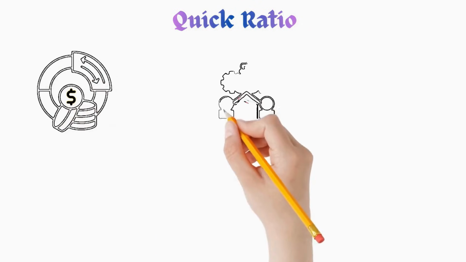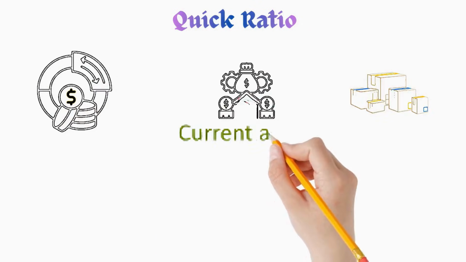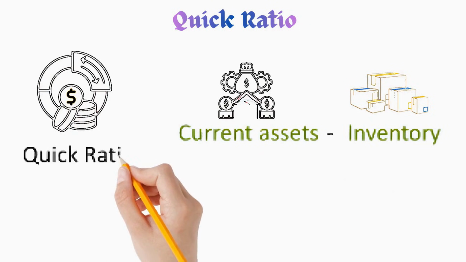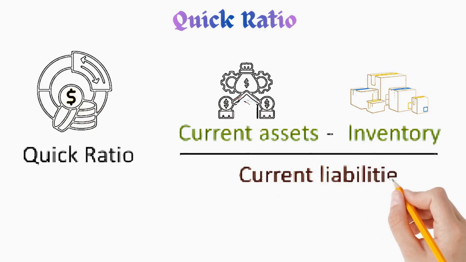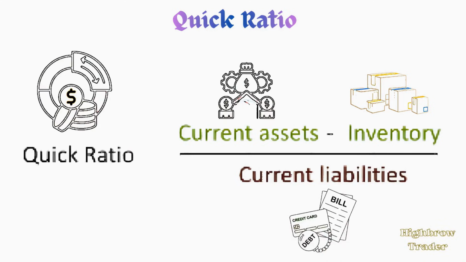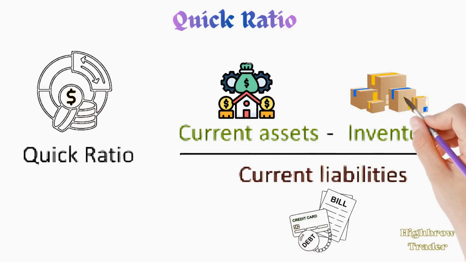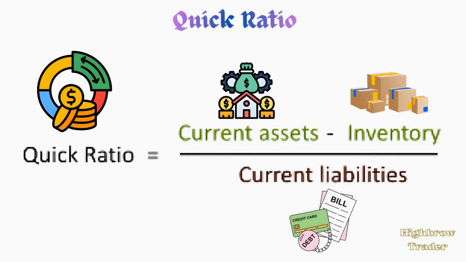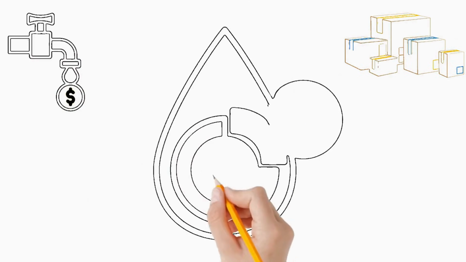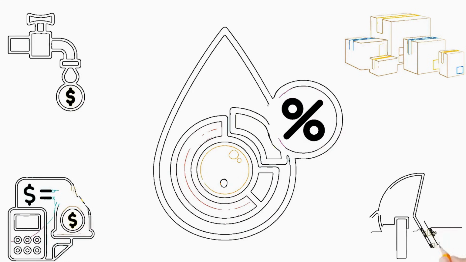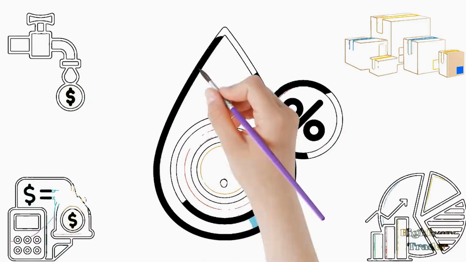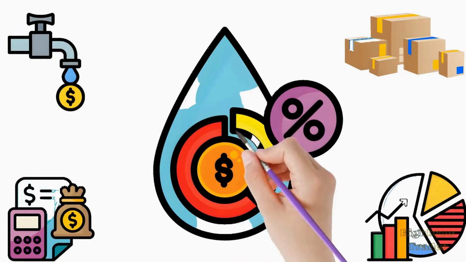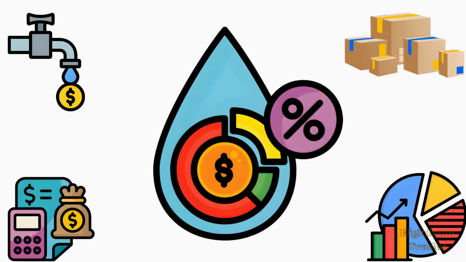The quick ratio measures a company's ability to meet short-term obligations without relying on inventory. The formula is quick ratio equals current assets minus inventory, divided by current liabilities. For example, if assets are 200, inventory is 50, and liabilities are 100, the quick ratio is 1.5. This ratio provides a stricter measure of liquidity because inventory may not be easily converted into cash. A higher quick ratio indicates stronger financial stability.